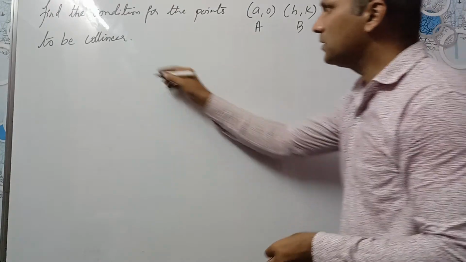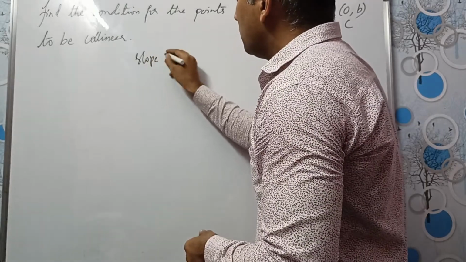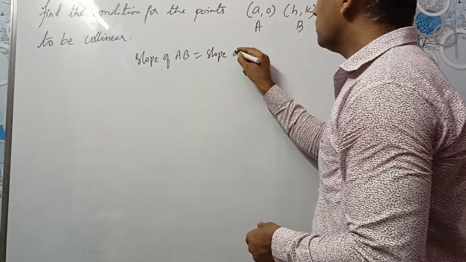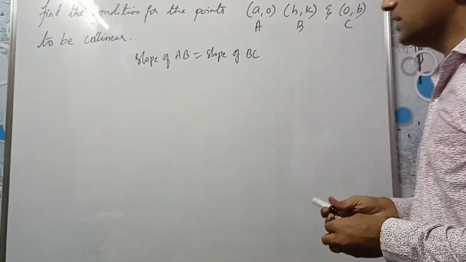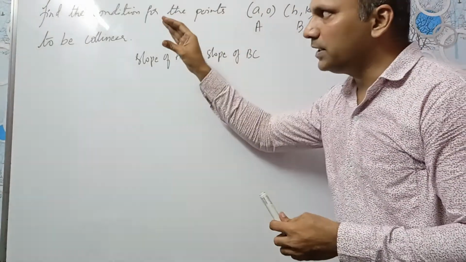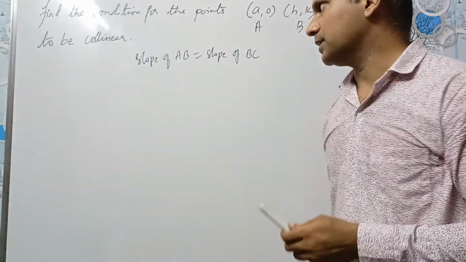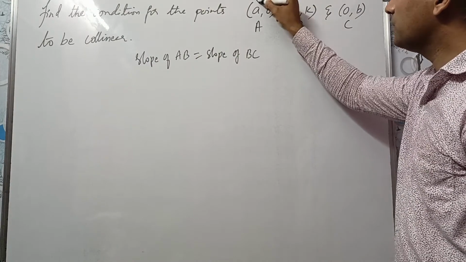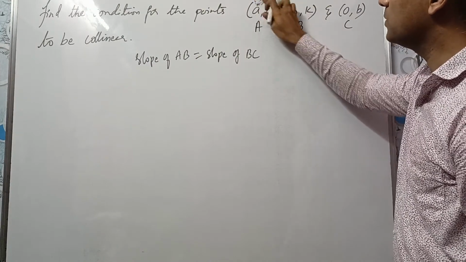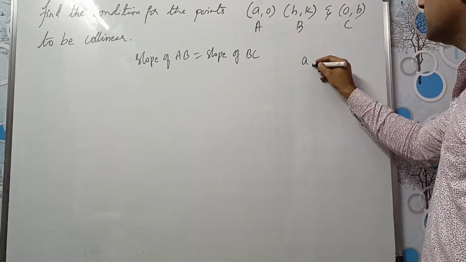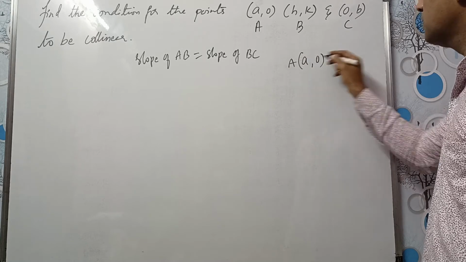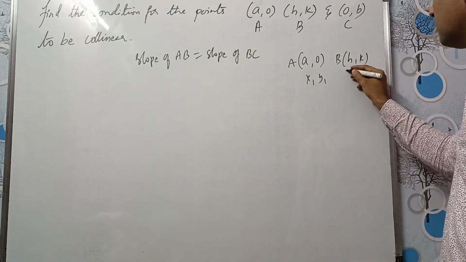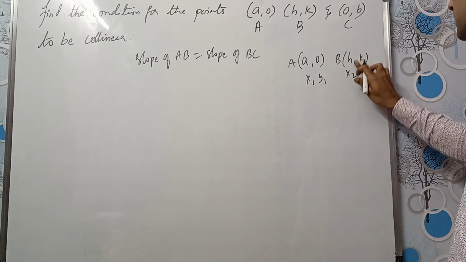Okay, here also slope of AB should be equal to slope of BC, because it is given that the points are collinear and we need to find the condition. Okay, first let us find the slope of AB. So if you take this as x1, I don't think you are able to see this. So what I'll do is I'll write it here, a comma 0 and B is h comma k. x1 y1 x2 y2, right?